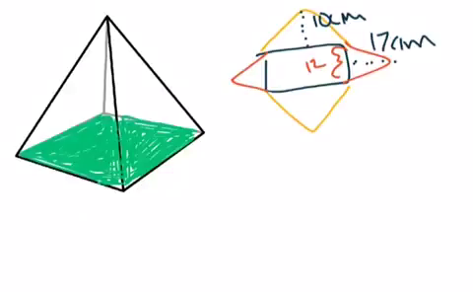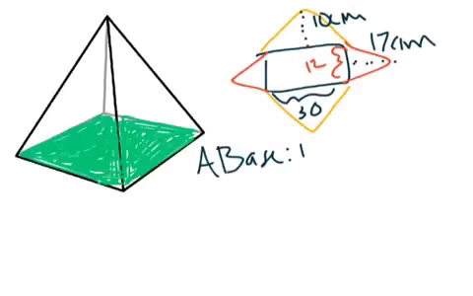In order to find the area of this pyramid, let's do the area of the rectangular base first. Oh, sorry, and then down here, it's going to be 30. So let's do the area of the base first, which is length times width, so it's going to be 12 times 30. It's going to be 360.